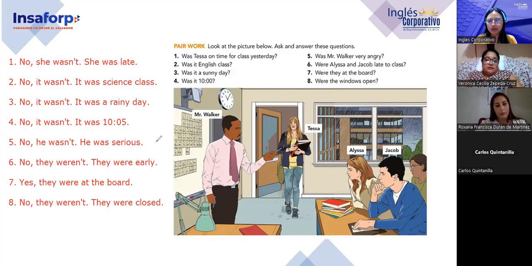Questions or comments about this exercise? ¿Cómo se sintieron? Dígame. En la última, en la 8, al igual que el compañero Carlos, yo hubiera pensado they were close.